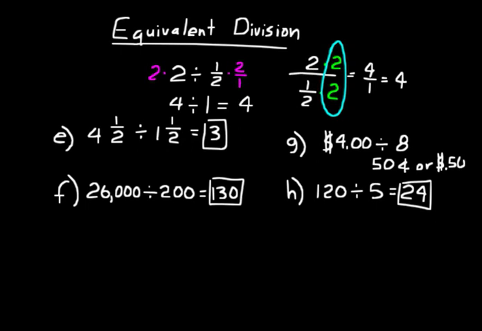I don't know about you, but taking the longest possible time to do your math homework, that just doesn't sound like a real good idea to me. So doing this equivalent division, multiplying above and below or dividing above and below till you get something you can do in your head, a lot of times that's a really good choice, a really good way to do it, and it'll speed things up for you.